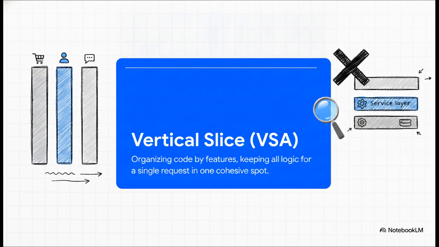And if you think about it, this lines up perfectly with how business requests are actually made in the real world. When your product manager asks for a new feature, they aren't asking for a new service layer. They want a specific capability. With VSA, adding a new feature literally just means adding new code in its own little slice, rather than forcing risky changes across a bunch of shared, fragile, horizontal layers.